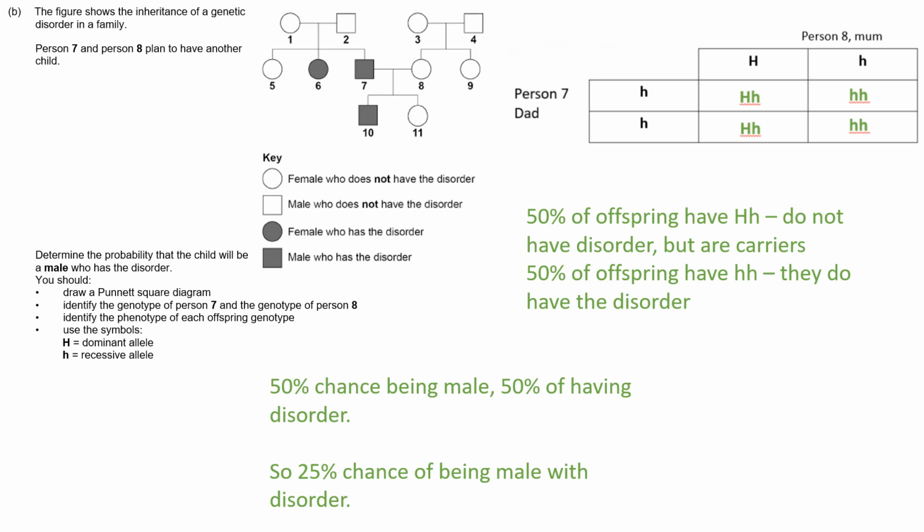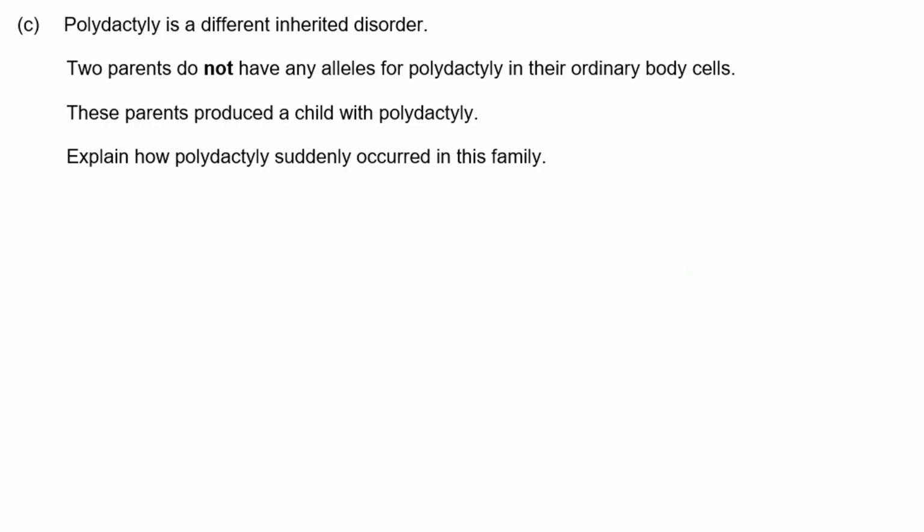Now, lots of us got a little bit lost with that last step, but we were able to get all those previous marks: identifying person 7 and 8, filling in the Punnett square diagram, saying whether the people are healthy or not healthy, or have the disorder or not. So those marks are there to grab, especially with these big scorers here.